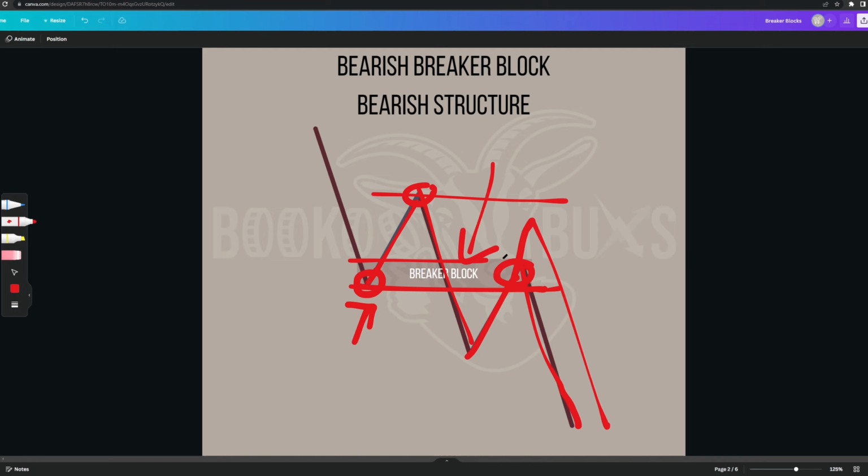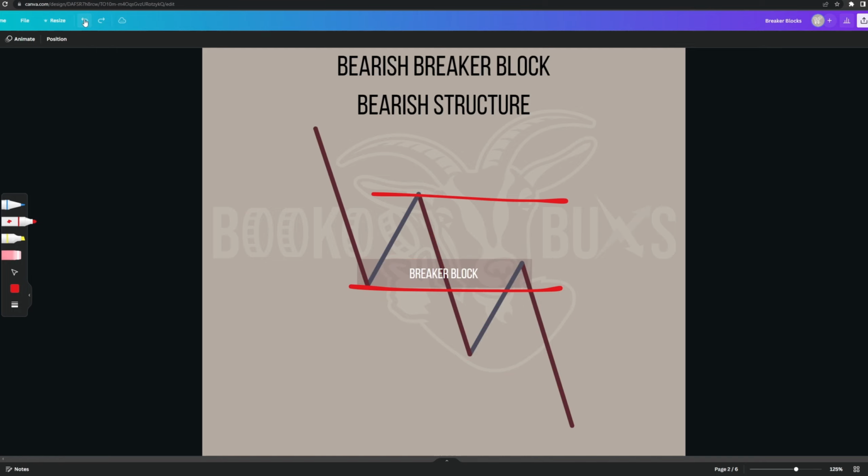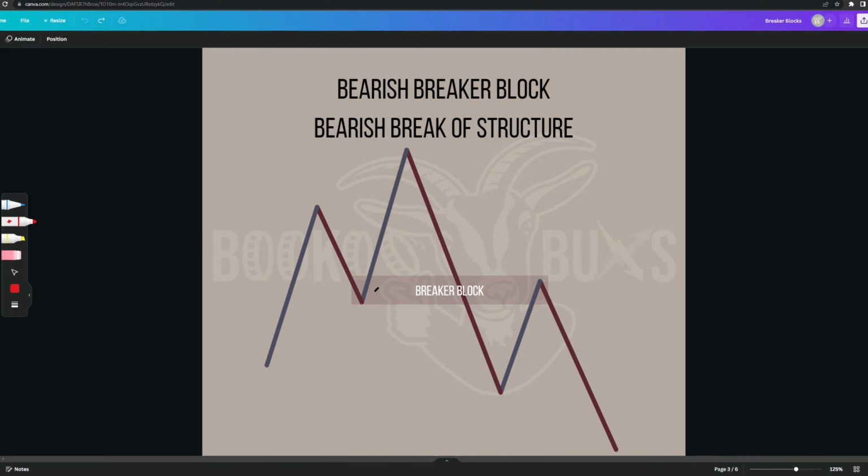So therefore, it is still a continuation order block for me. Make sense? Yeah, I get it. Okay. And same thing here, bearish break of structure, low to high.